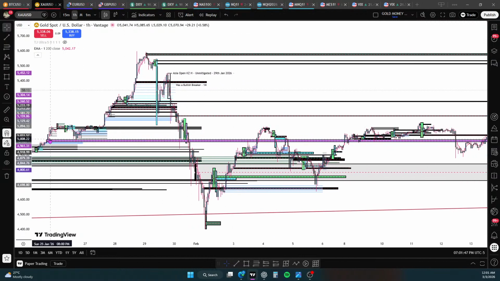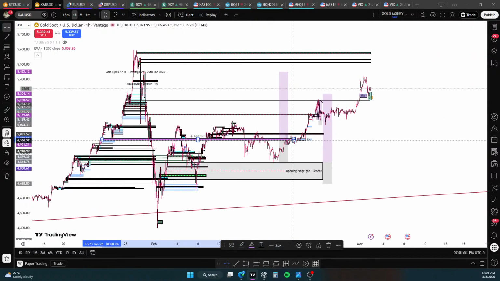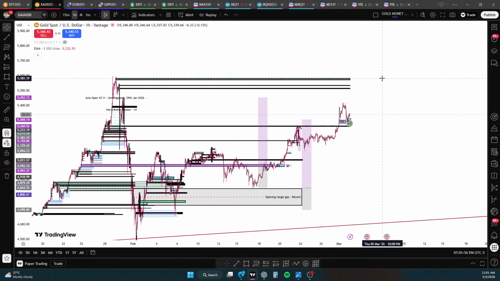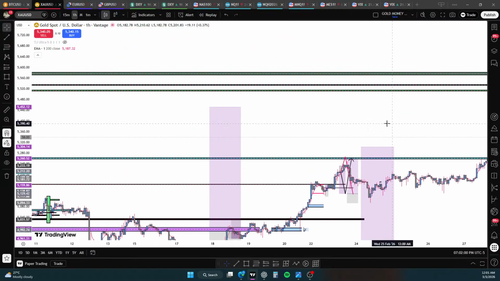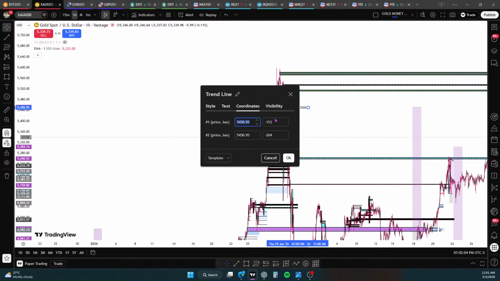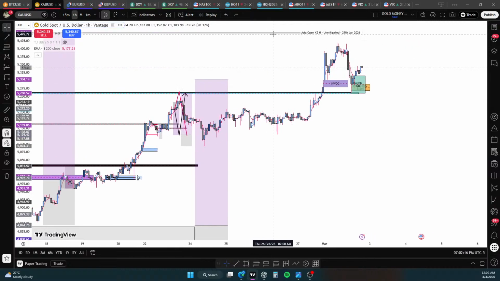And what's this big pink level here? I don't know what that is, to be honest. It's not labeled with anything. I don't want to get distracted. So price may want to seek to come up here. Wait, no. This is top priority first. So it's going to come up here.